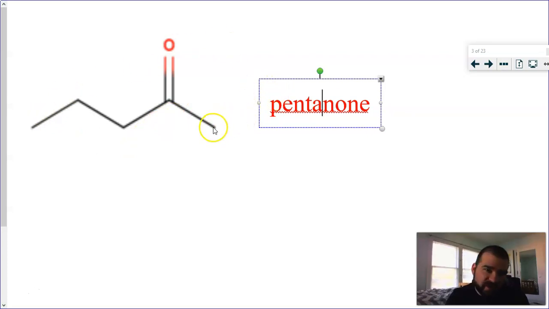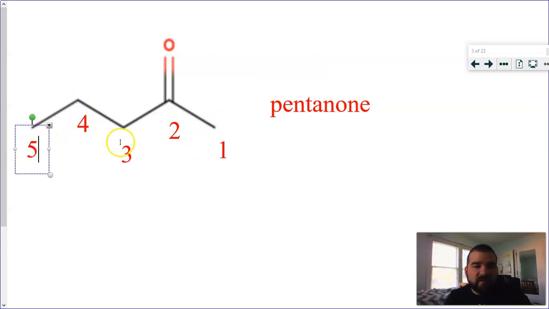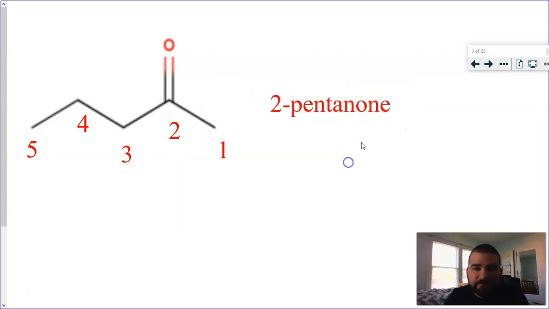And we want the number to be the smallest, right? So the best way to do that is like this. We want 1, 2, 3, 4, 5, like such. So then this becomes 2-pentanone, and that's our answer.